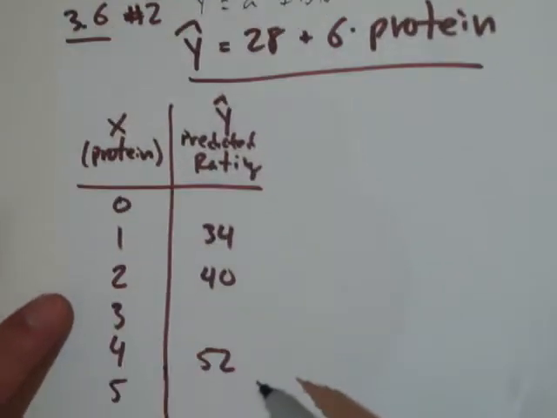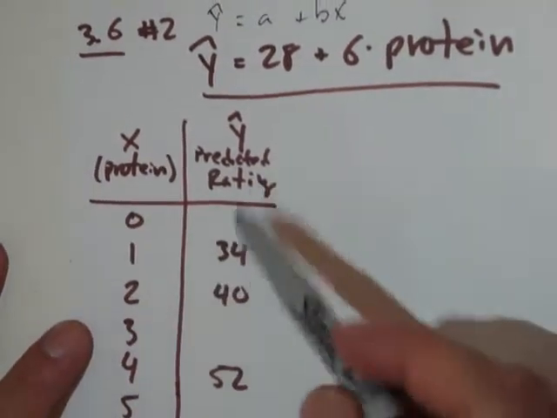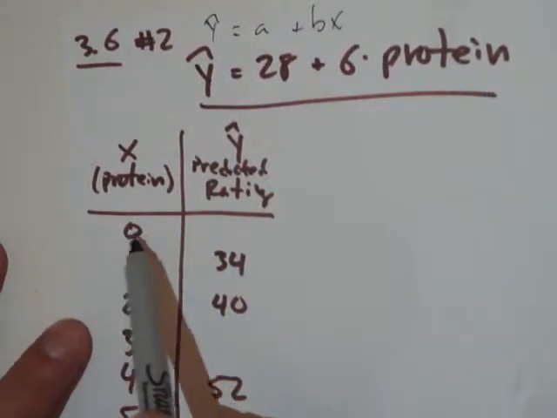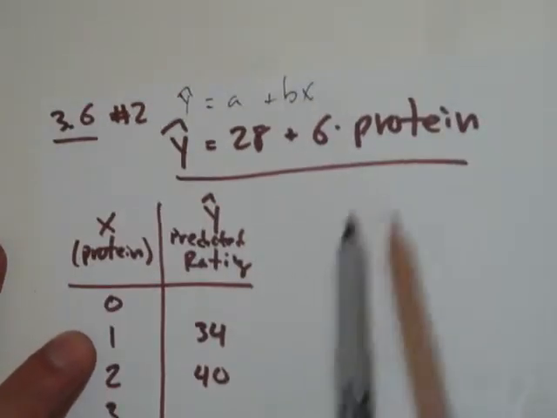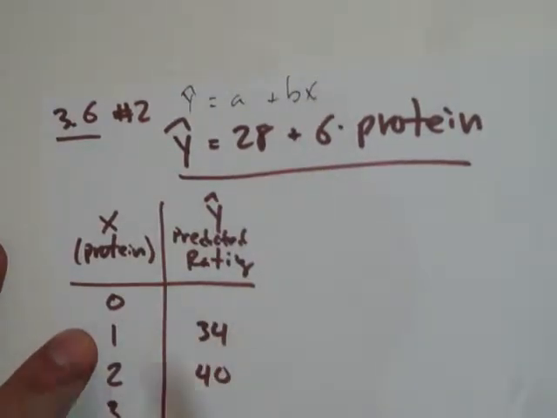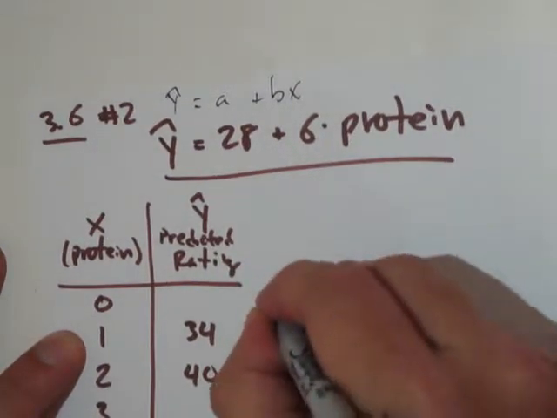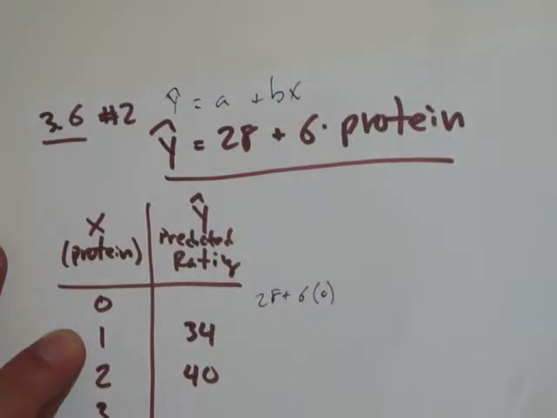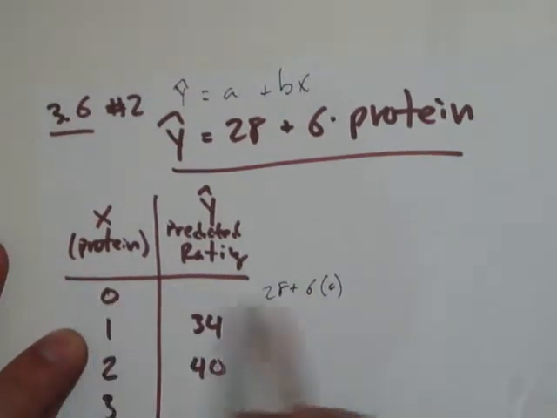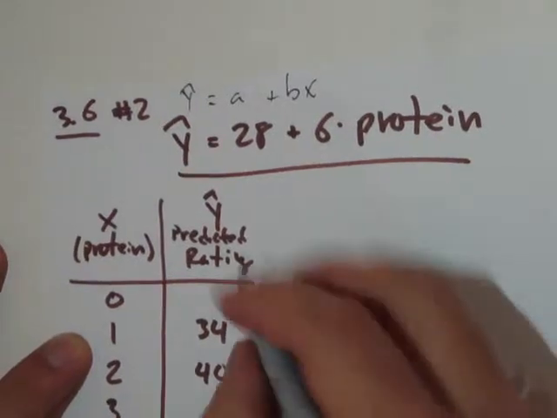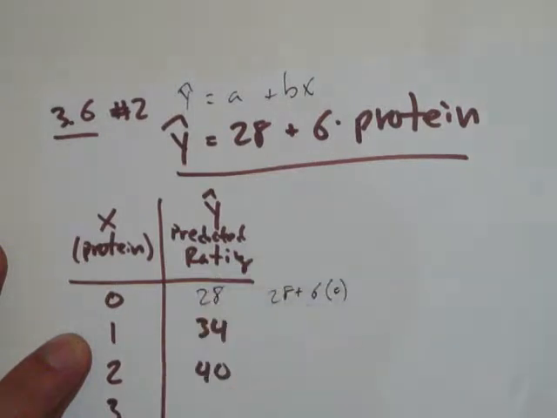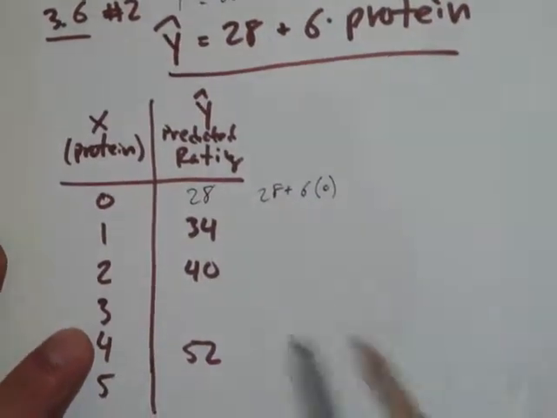So what they gave us here is a table. This is number 2. They gave us a table and they said, okay, let's plug in. Let's say if a cereal had 0 grams of protein, what would the predicted rating be? If we use the equation of the line, what would we predict that the rating is? Well, we would do 28 plus 6 times 0 in this case. We plug in 0 for x, and so that would be 28 plus 6 times 0, so that would be 28 plus 0, so it would be 28.